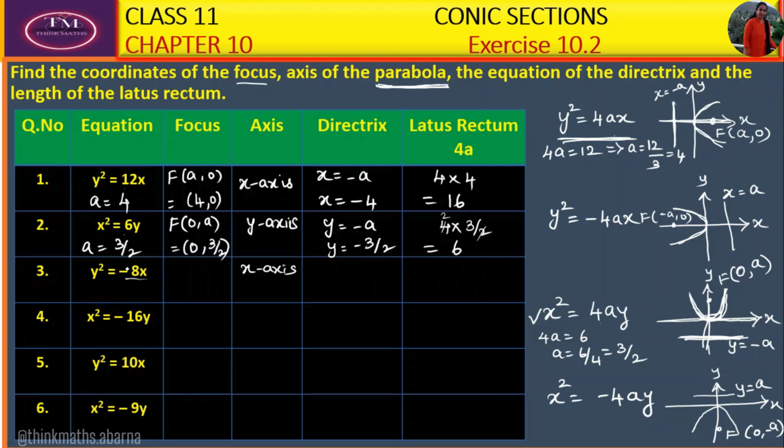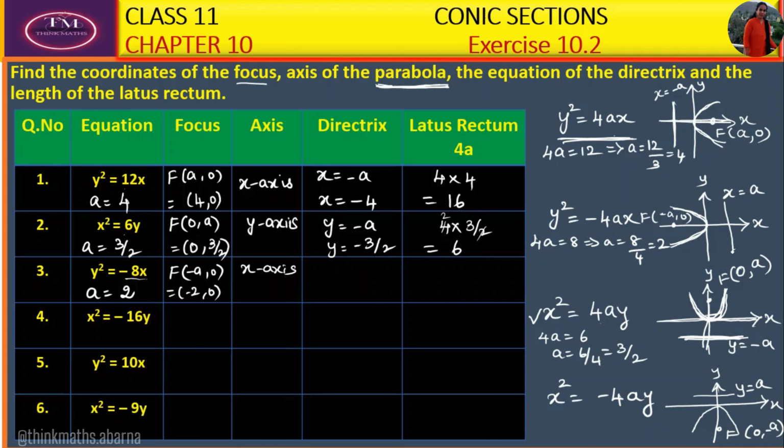If you compare, 4a will be 8. So 4a will be 8. That means a is equal to 8 by 4, which is 2. So we get a is equal to 2. If a is 2, what is the focus? This is the parabola. What is the focus? Minus a comma 0, which is equal to minus 2 comma 0.